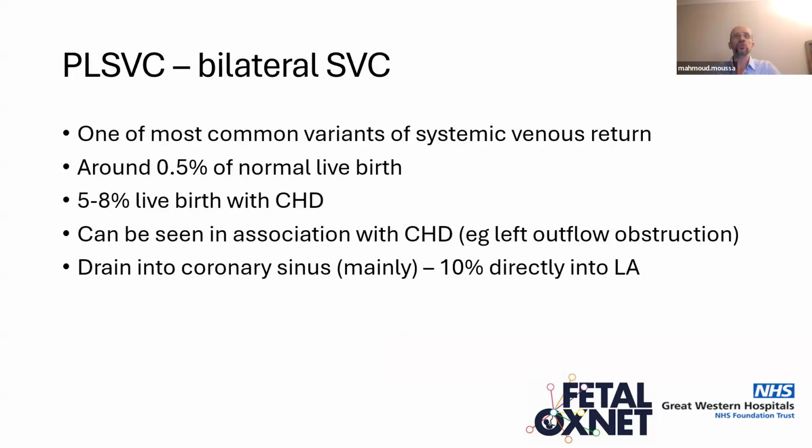So the persistent left superior vena cava, just a few pieces of information about it. It's one of the most common variants actually in the systemic venous return problems. It can happen in up to 0.5% of normal live births, but it can be associated with congenital heart disease as well. That's why we have to be really thorough in examining babies when you find the bilateral SVC. It can be associated with heart disease, especially the left outflow.